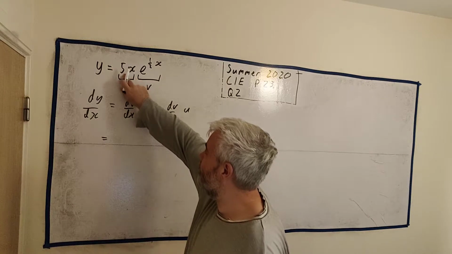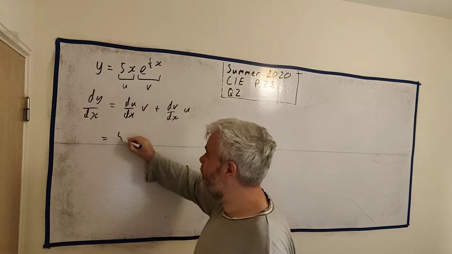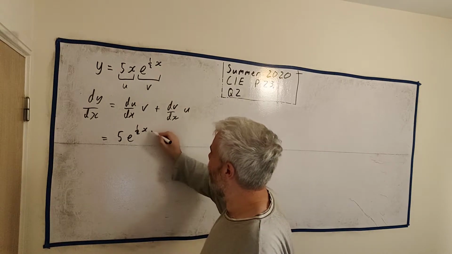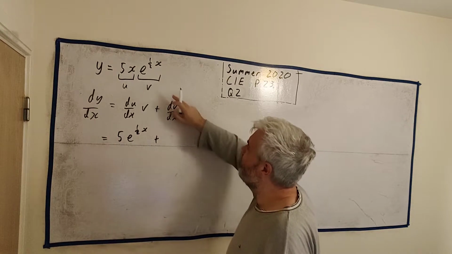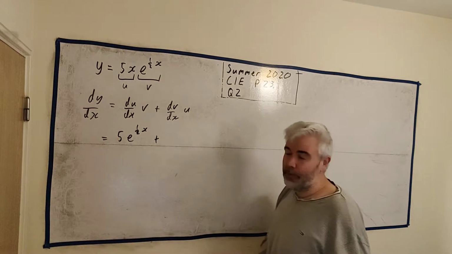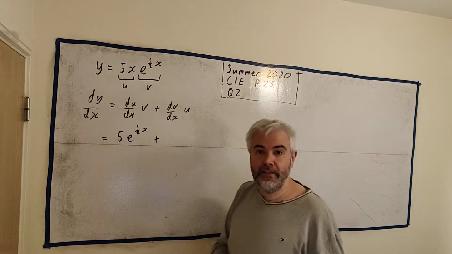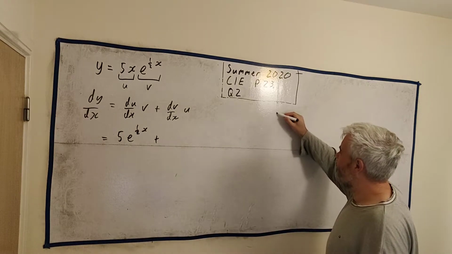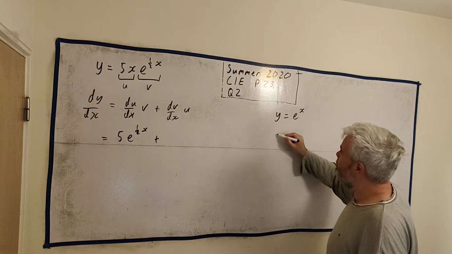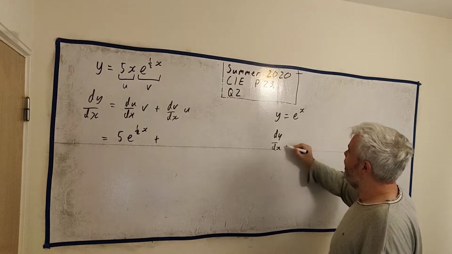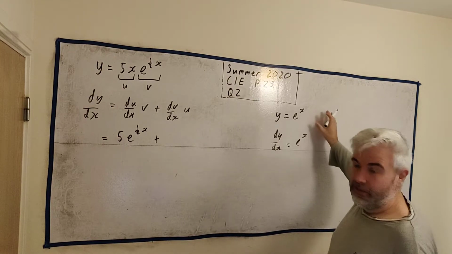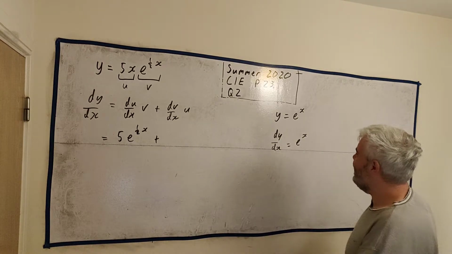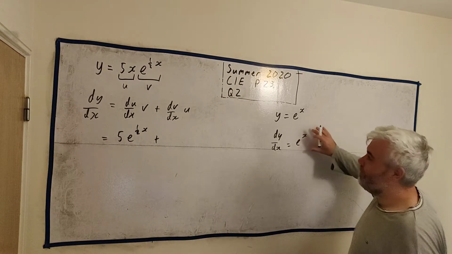Let's differentiate the first bit, and 5x differentiates to 5. And we leave the second bit alone, e to the power of a half x. Plus, we differentiate the second bit. This is a bit difficult, but again, it's in our formulas how to differentiate exponentials. All we need to remember about this is if y equals e^x, then dy/dx is equal to e^x. That's one of the ways we can define the exponential. Don't quote me on that, I'll have to check on that one. So that's how we differentiate e^x.